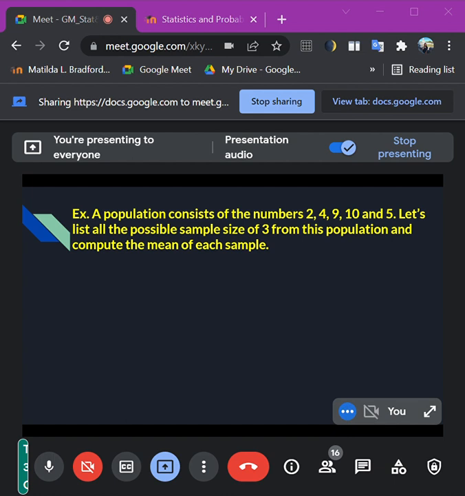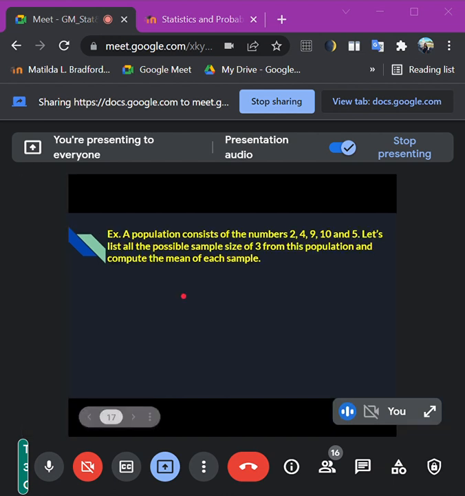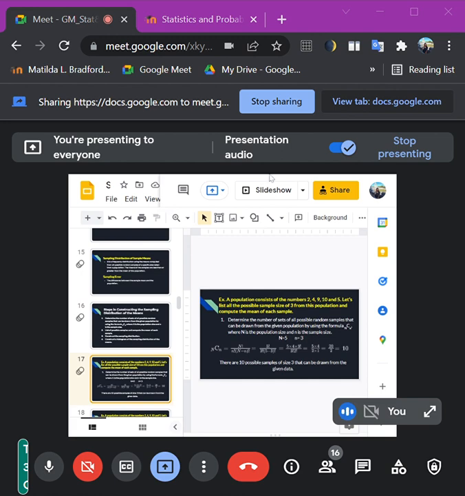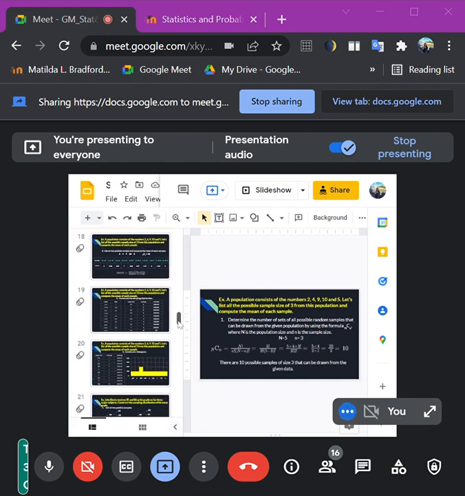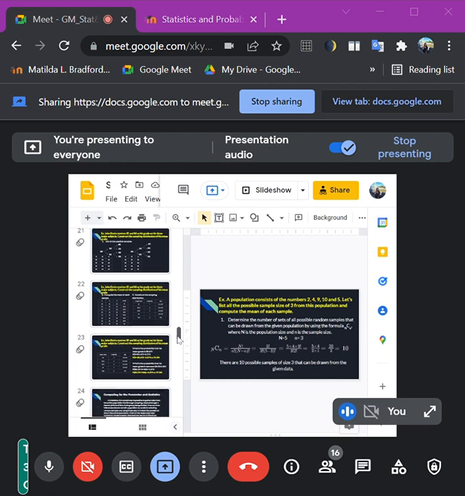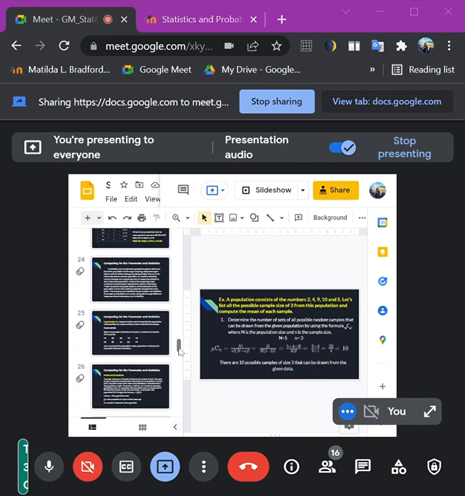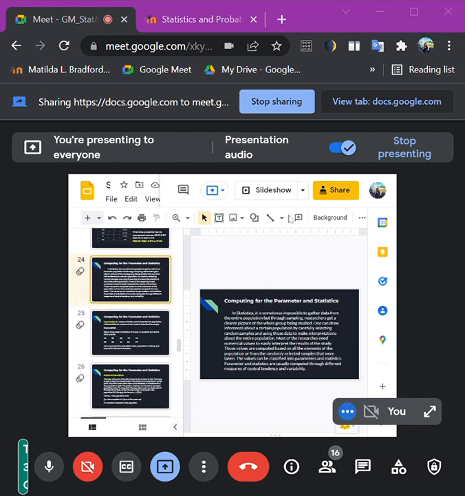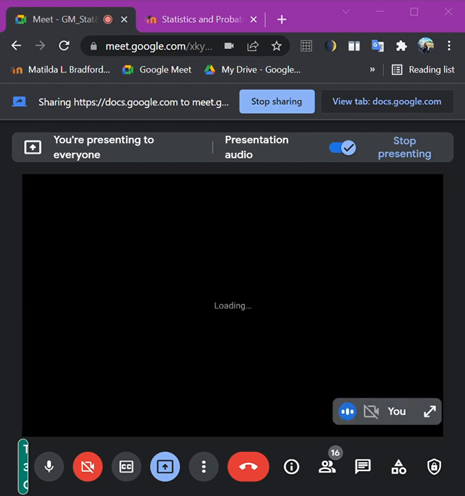So, an example for this, I will proceed to in the next class, so that you will know more about population and sample. So, later on, those examples.